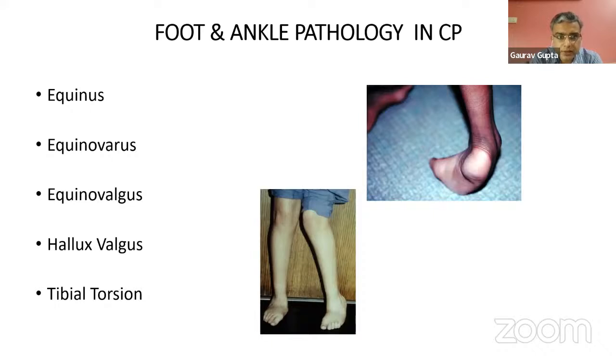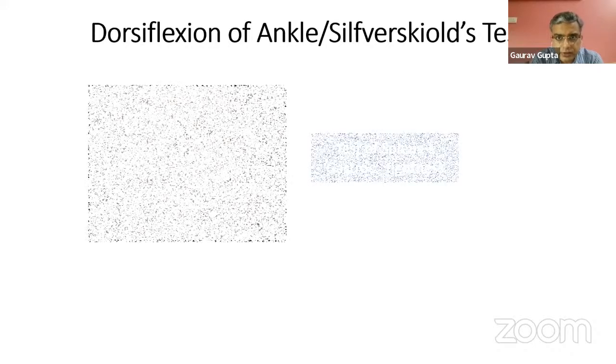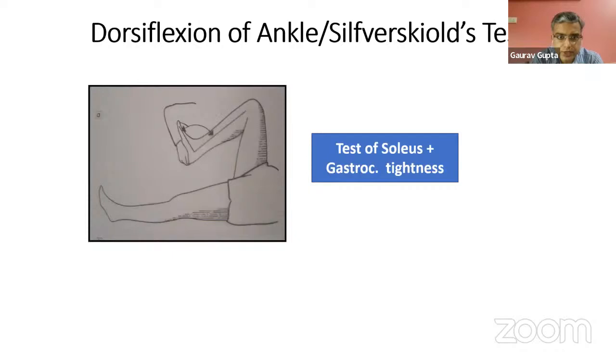Then about foot and ankle, we see a lot of deformities like equinus, equinovarus, equinovalgus, then hallux valgus, and tibial torsion. So the commonest test we do for ankle is Silfverskiöld test. Here we try to check the tightness in the calf muscles and segregate them. What we do is we flex the hip, we flex the knee, and we dorsiflex the ankle. Now we do it in slight inversion. We check the angle of dorsiflexion.